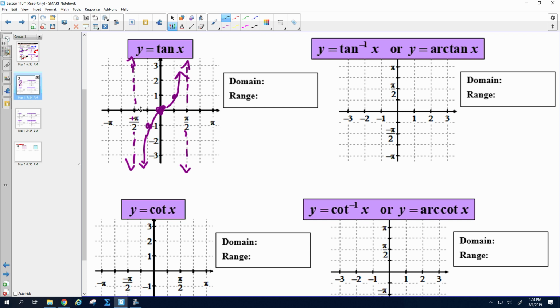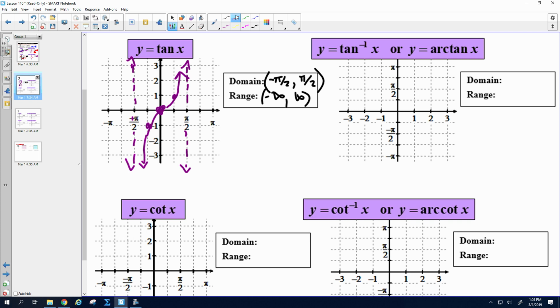So the domain of this graph is what? Yeah, it's -pi over 2 to +pi over 2. But do I include these pi over 2's? No, it's an asymptote, so make sure you do parentheses. All right, and my range is what? Yeah, how far down, how far up, -infinity, +infinity. All right, now we're going to flip some stuff, right?